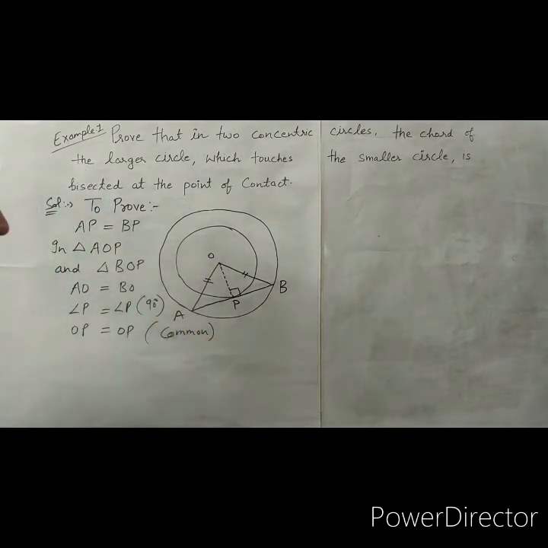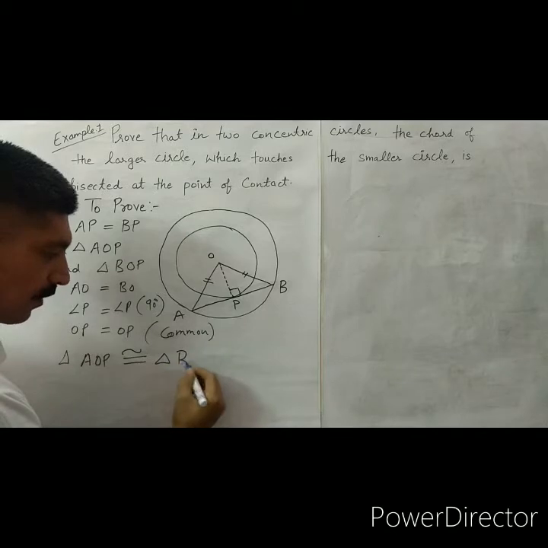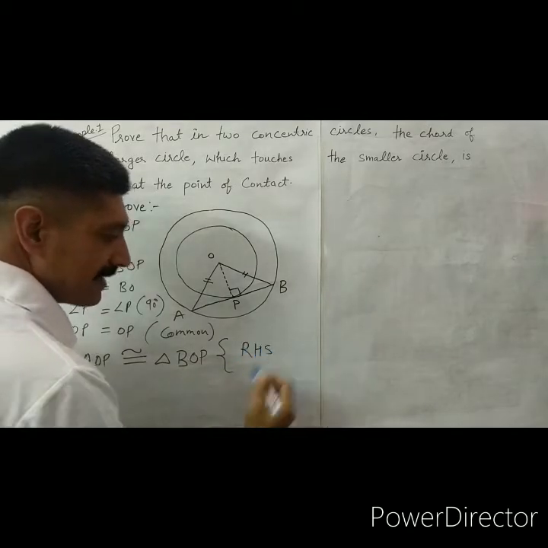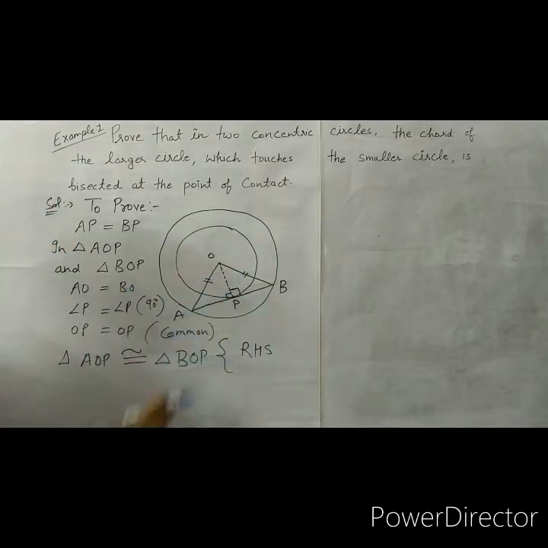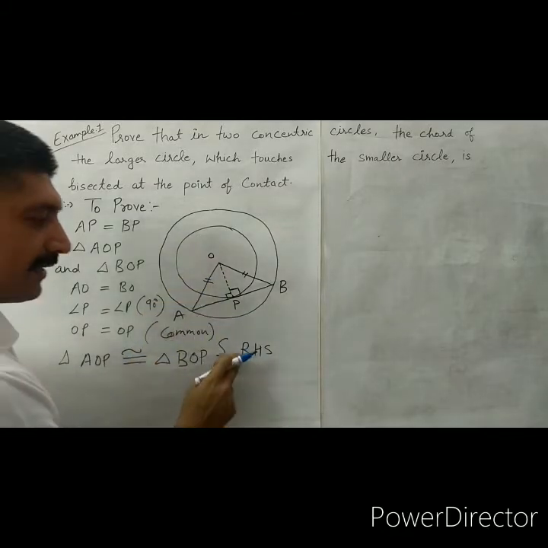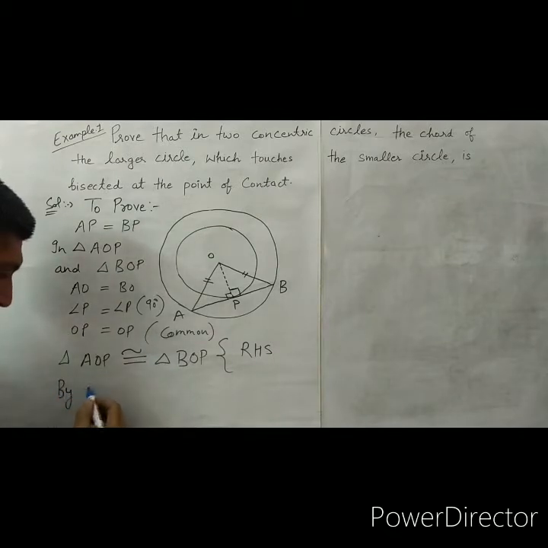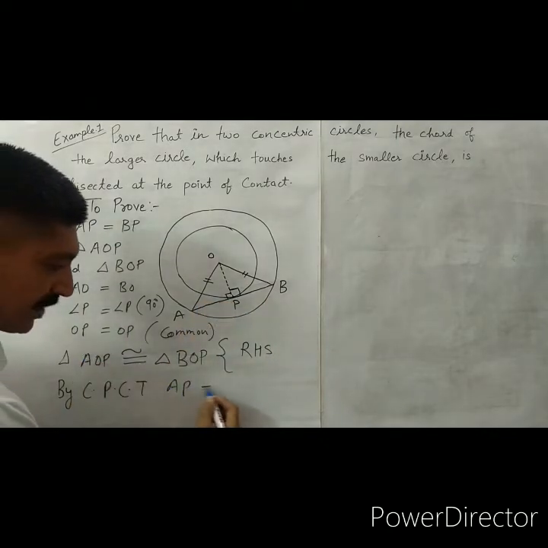So in these 2 triangles, triangle AOP is congruent to triangle BOP by right angle, hypotenuse and side. This angle is a right angle, this radius is the hypotenuse here, and OP is the side. So by the right angle, hypotenuse, side rule of congruence, these 2 triangles are congruent, and by CPCT, corresponding parts of congruent triangles, AP is equal to BP.